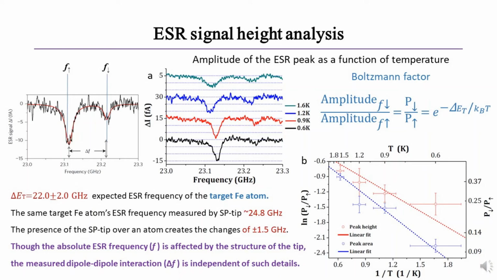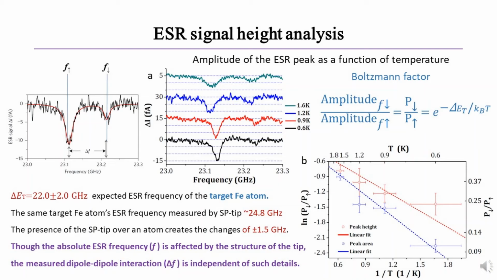According to this fit, we can also calculate delta E_T, which equals 22 gigahertz. And this value is actually the ESR frequency of the target iron atom. In order to verify it, the authors also put the spin polarized tip above the target atom to measure the ESR frequency, and got the measured value to be 24.8 gigahertz.